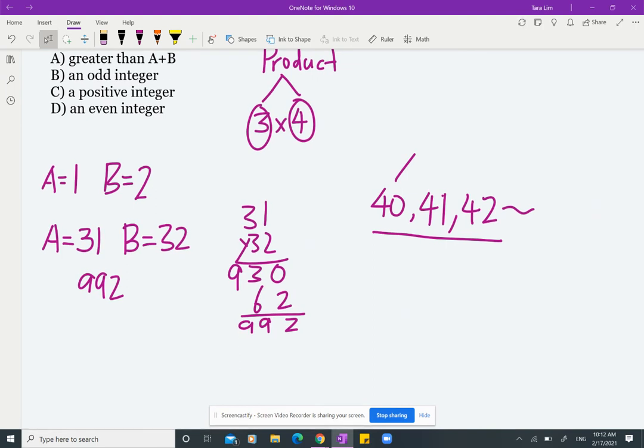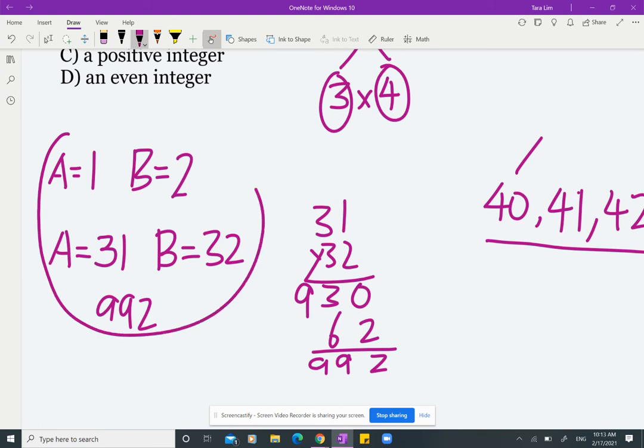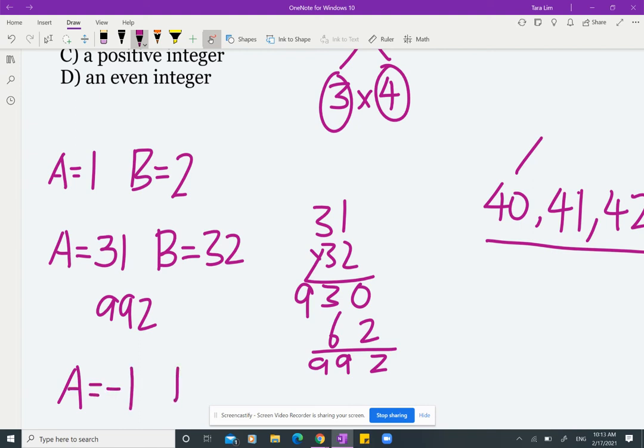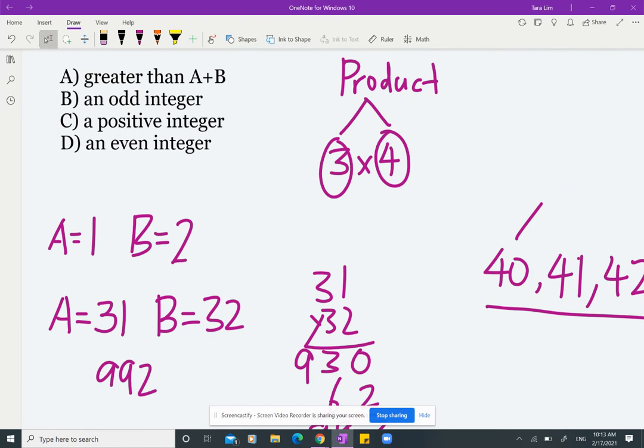Now, is it a positive integer? Well, from what we calculated here, it is all positive. What if we say A is -1 and B is 0? Well, -1 times 0 is 0, and 0 is not a positive integer, and it is also not a negative integer. So C is not correct. Now moving on to D, we know that A, B, C is all wrong. So that makes D correct.